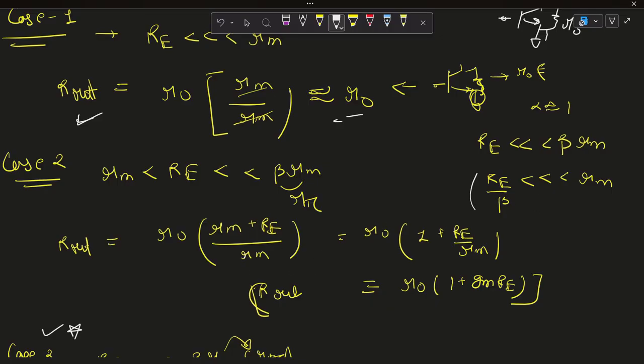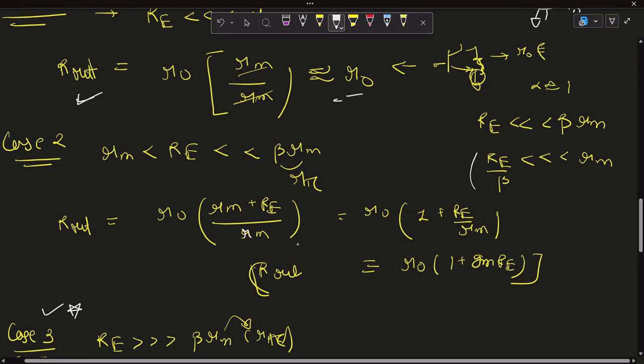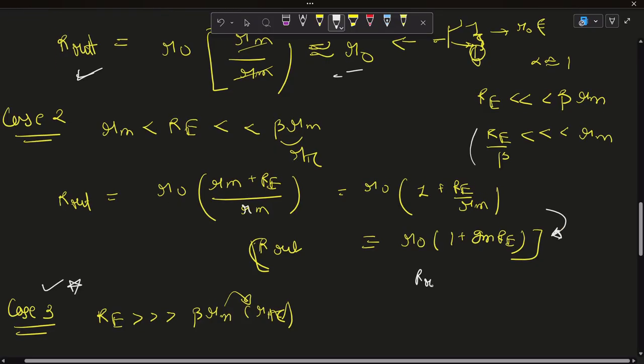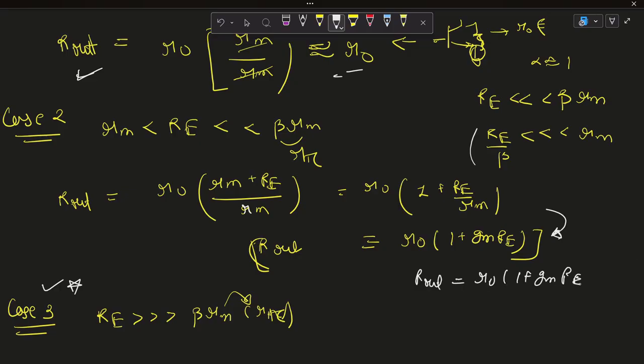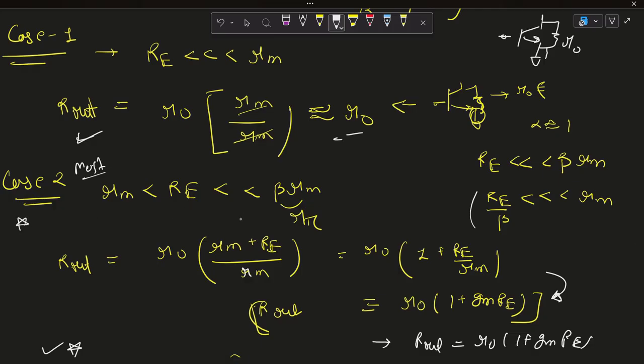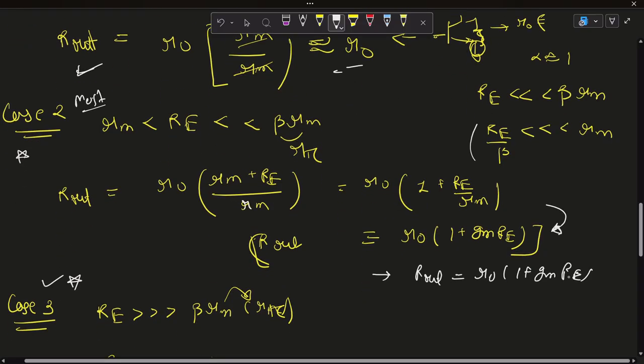I'm rating Rm as it is, as Re by beta is much less than Rm. So if we solve this, this will become 1 and this will become Re plus Re by beta Re by Rm. So it will reduce to this expression: R out is R naught (1 plus Gm Re). In most cases we are in the case where Re is greater than Rm but much less than beta Rm. So R out becomes 1 plus beta, 1 plus Gm Re.